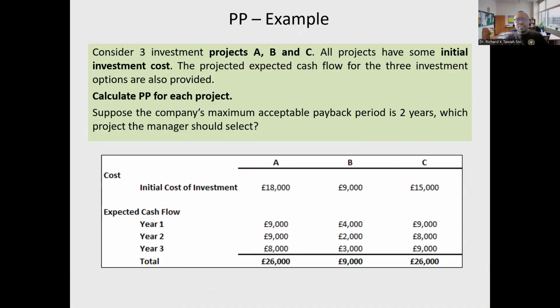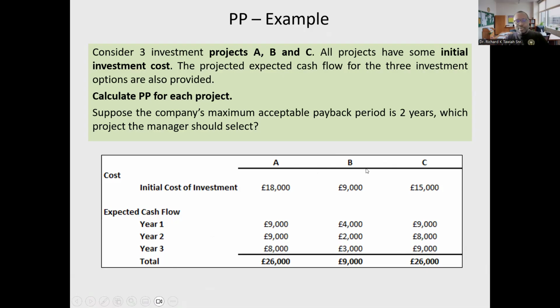All projects have some initial investment cost. The projected cash flows for the 3 investment options are also provided. Suppose the company's maximum acceptable payback period is 2 years. Which project should the manager select? So we're saying that if a project pays you back in more than 2 years, don't go for it. Ignore it. If you take project A, 18,000, year one, it paid 9,000. Knock off 9,000 from 18,000, left with 9,000. Year two, another 9,000. So project A actually pays you back in 2 years.